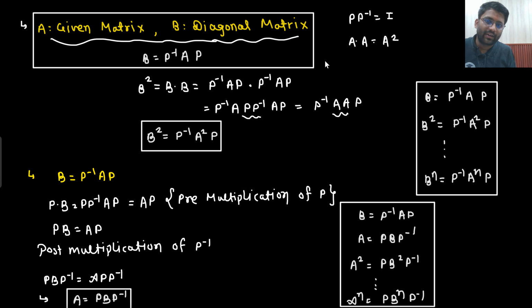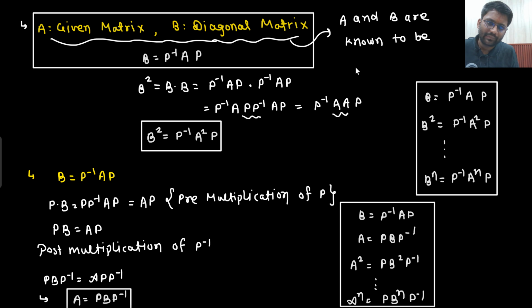What I will write down? Where I will write down? A and B, this I don't need to write down, right? A and B are known to be similar matrices. Say yes or no. Okay, understandable?